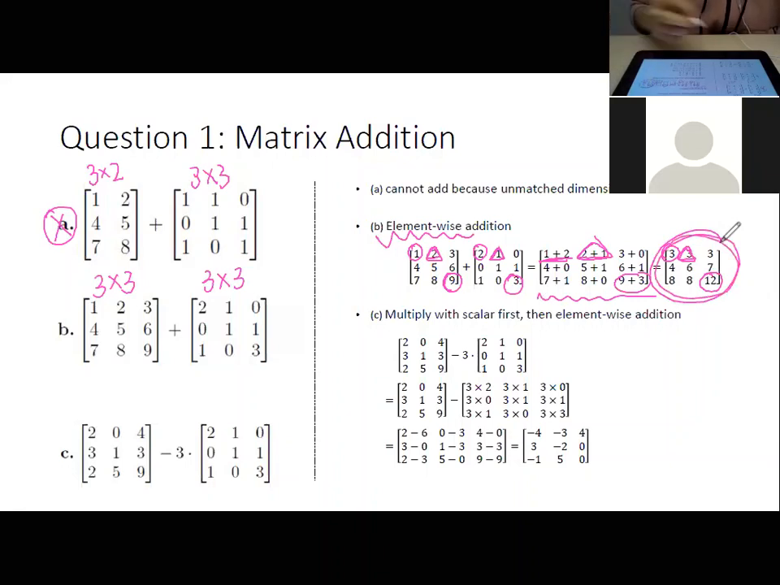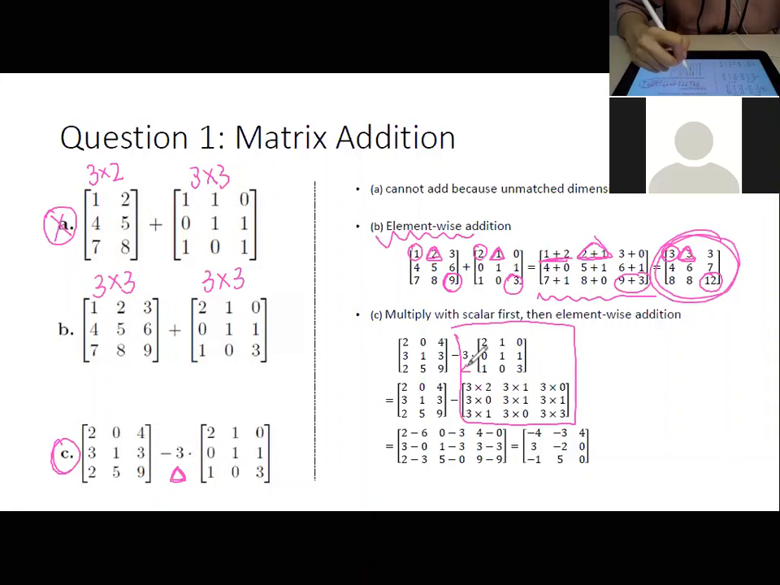And now we move to question C. In question C, we can see there is a scalar. So we need to do the multiplication between the scalar and the matrix. As we mentioned before, in the third point, we should do the multiplication between the scalar and every element in the matrix. So please focus on this part.